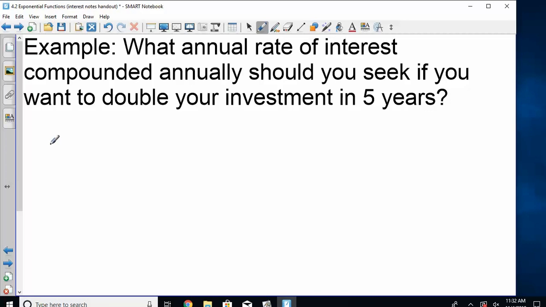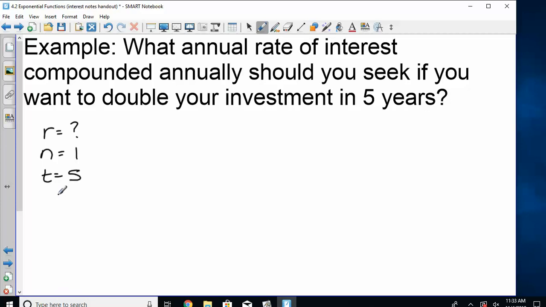Let's do this one together. What annual rate of interest should you seek if you want to double your investment in 5 years? So I'm looking for my interest rate. Compounded annually, so my N is once. My T is 5. Did I give you your A or your P? No, I just said I wanted to double it.